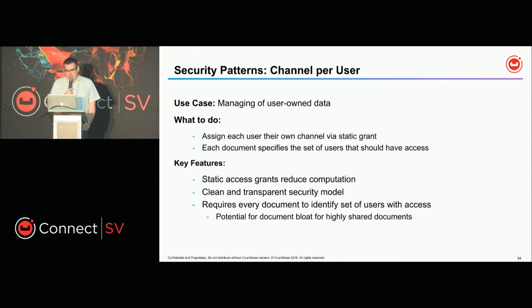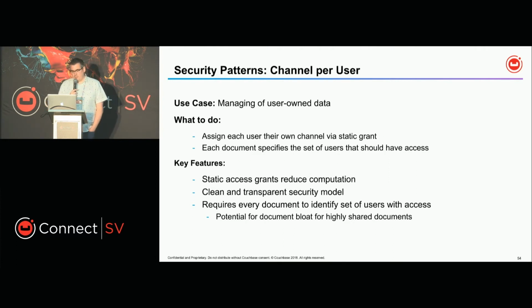In this scenario, again, you can stick to static grants. You can assign each user their own channel using a static grant. Then each document's responsible for specifying the set of users that should have access to it. So within a document, you specify an array property, which would be a list of users that should be allowed to read this document. And then the sync function is channeling that document to those users.